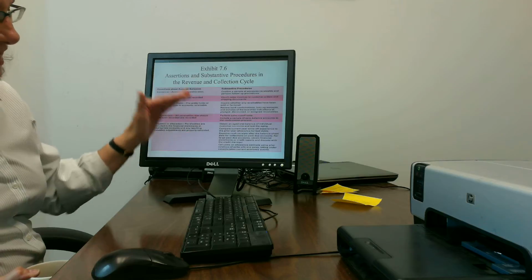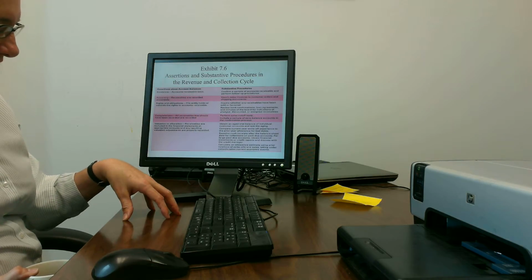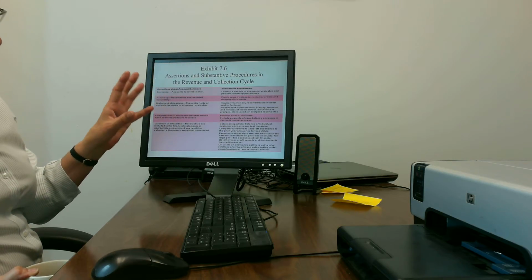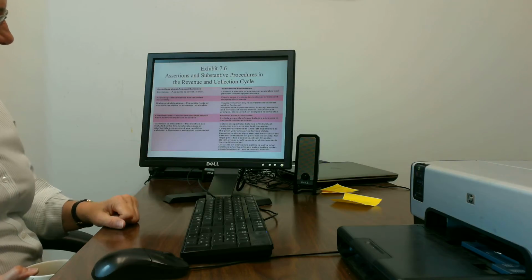Once we've decided how the controls are, right? I understand inherent risk. They want to inflate revenue, inflate receivables. There should be controls in place. I've tested for the controls. Now I'm going to check the balances.